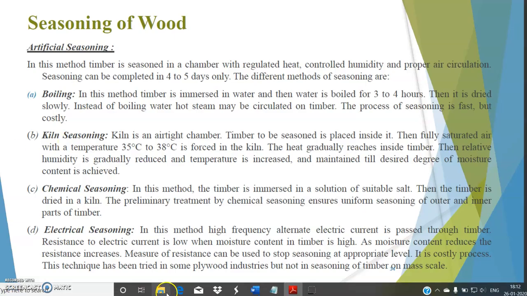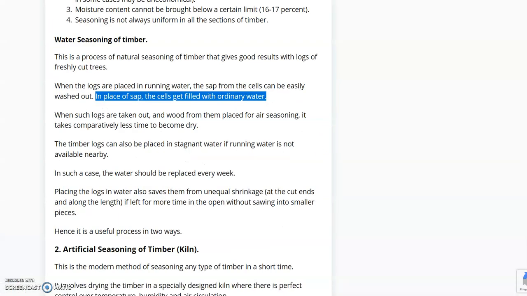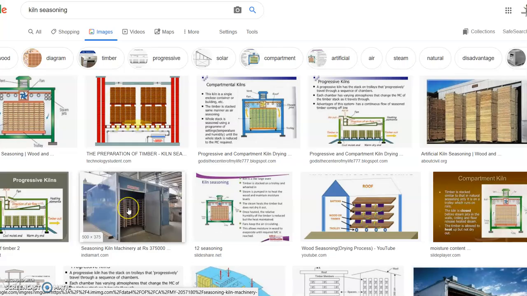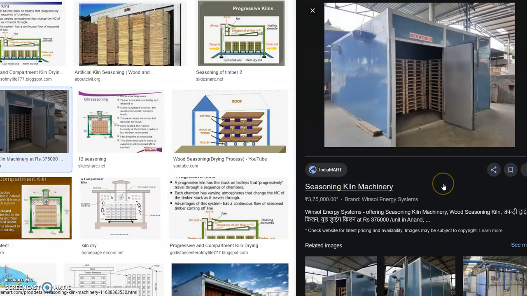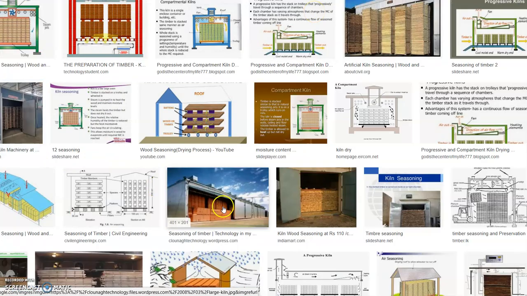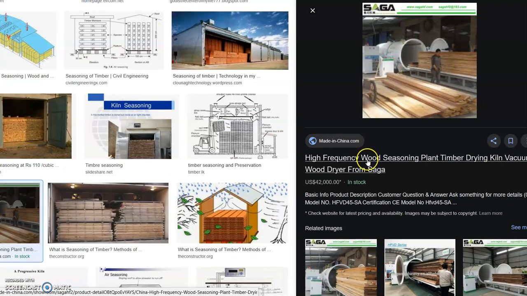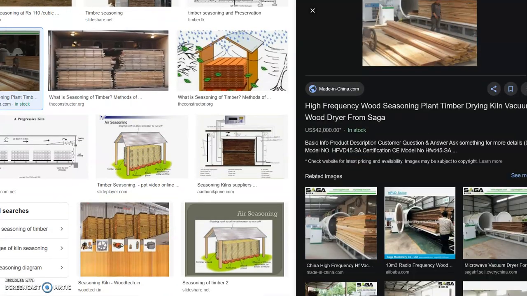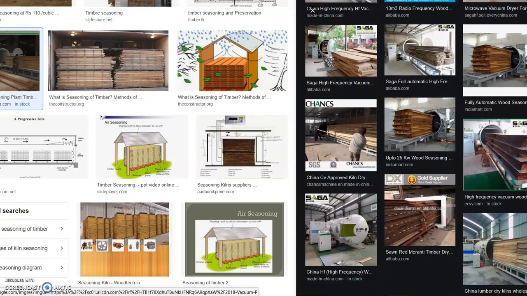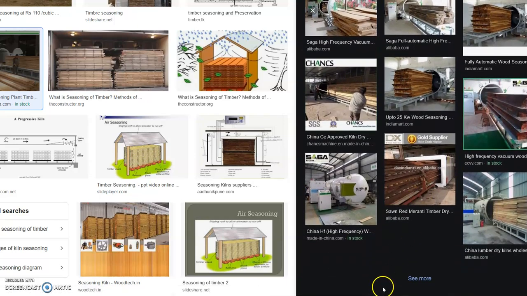So kiln is a closed chamber in which we can control the temperature and other parameters, right? It may look like this in a very higher range of industries, or it may look like the entire box like this. So this and all are clean, inside which the stacks of wooden logs would be sent. It may look cylindrical also, inside which also by sending it we can do the seasoning process with the help of a kiln. So kilns are available in various shapes and dimensions.